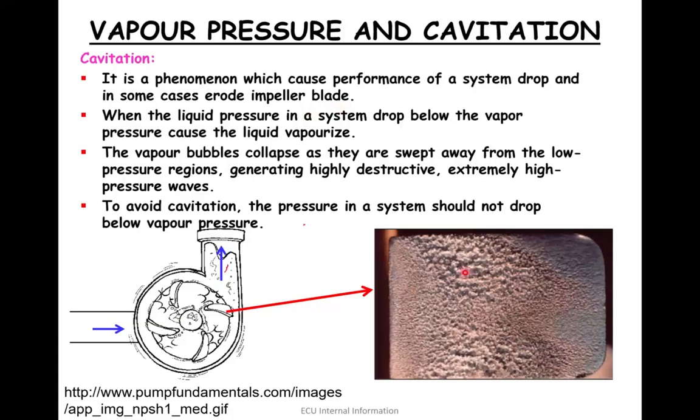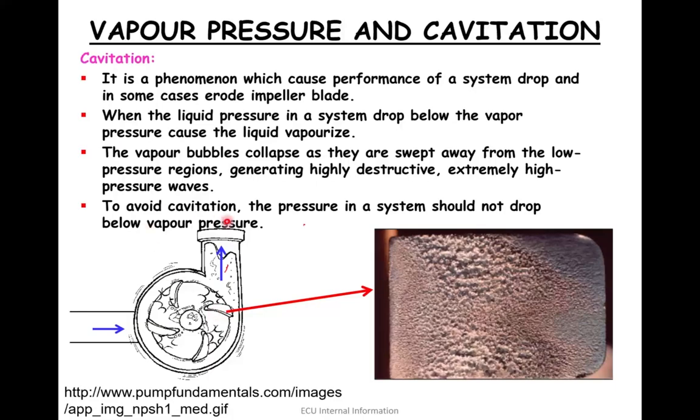You see here the impeller blade. When the liquid pressure in a system drops below vapor pressure, the liquid vaporizes. Where does this happen? At this point. As we explained, the vapor bubbles collapse as they sweep away from the low pressure region, which is generally highly destructive, creating extremely high pressure. That means when the bubbles move here, they burst and this causes damage here.